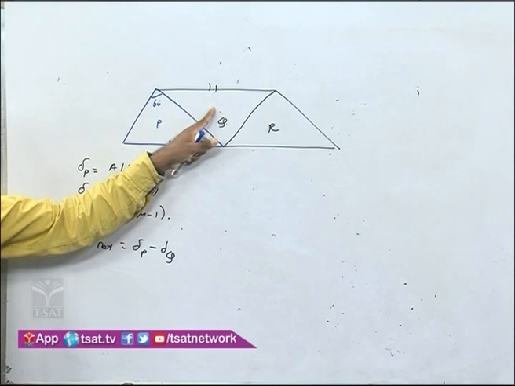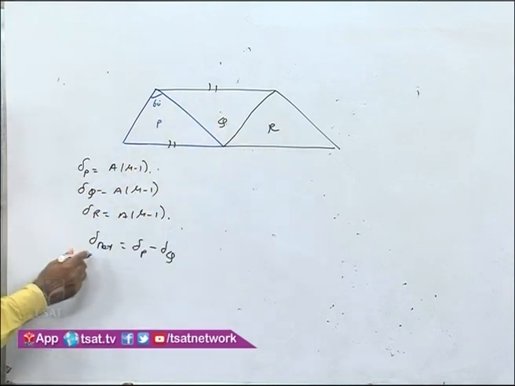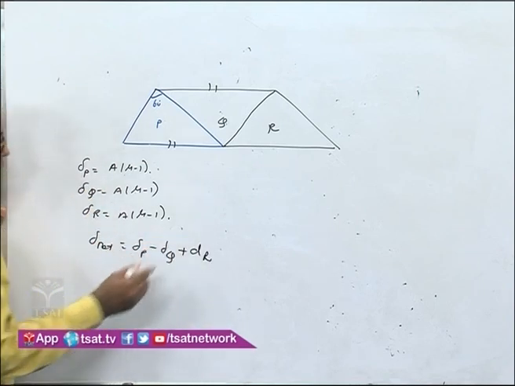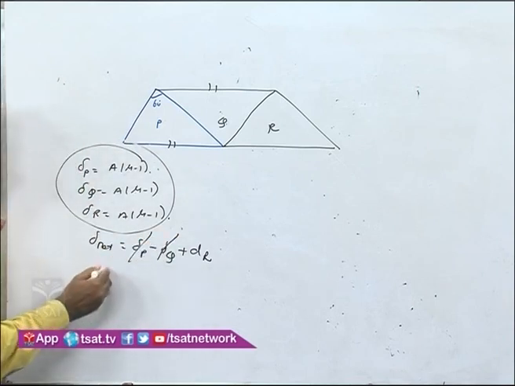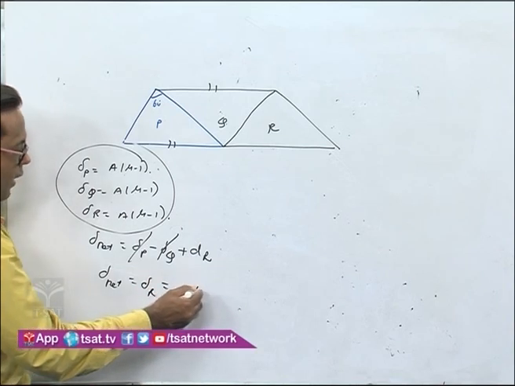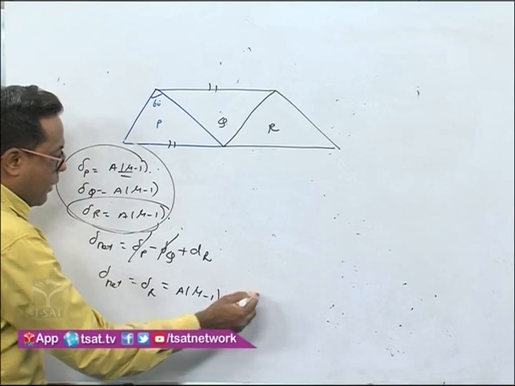The deviation of Q will be in the opposite direction to the deviation of P and that of R. So the net deviation will be del P minus del Q plus del R. If you see that all the values are the same, this and this will get cancelled. So the net deviation will be equal to del R, and del R will be equal to A into (mu minus 1), which is nothing but the deviation of the prism P.